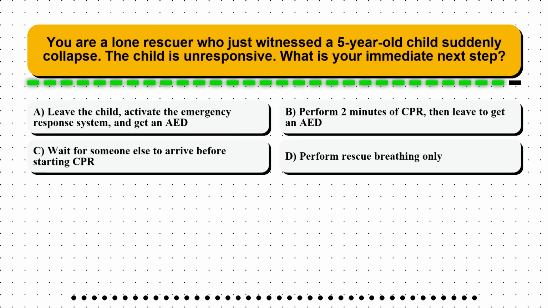Question 2. You are a lone rescuer who just witnessed a 5-year-old child suddenly collapse. The child is unresponsive. What is your immediate next step? Option A, leave the child, activate the emergency response system, and get an AED. Option B, perform 2 minutes of CPR, then leave to get an AED. Option C, wait for someone else to arrive before starting CPR. Option D, perform rescue breathing only.